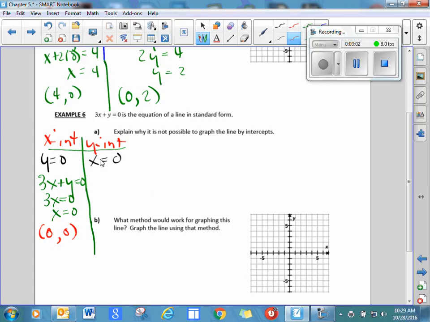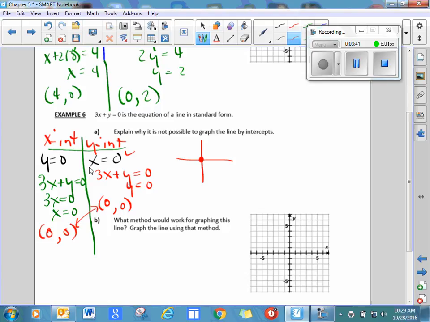Okay, let's try to find the y-intercept. Start with the original equation, 3x plus y equals 0. Plug in 0 for x, which wipes out that 3x, 3 times 0 is 0, and we just get y equals 0. So our ordered pair is x is 0, y is 0. Well, look at this. Both of these intercepts are 0, 0. We need 2 points to plot a line. We've only got the origin, which happens to be where this line is going to cross both the x-axis and the y-axis. So this is not going to work.